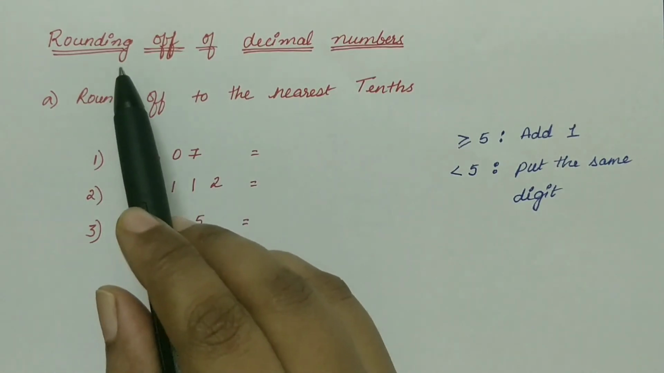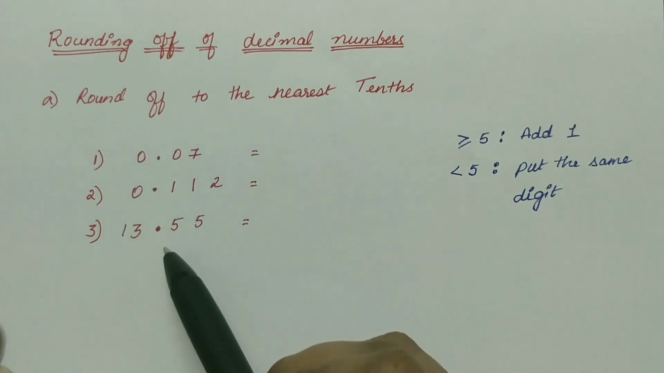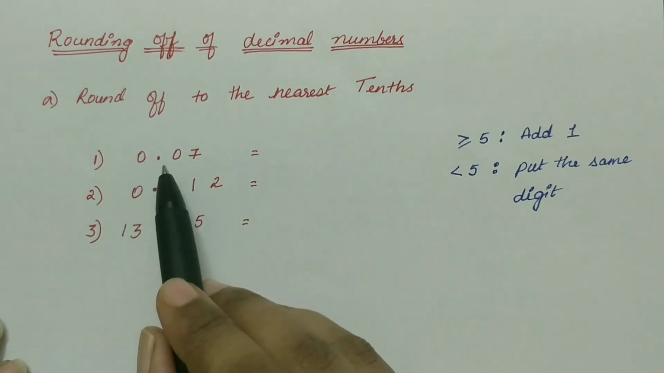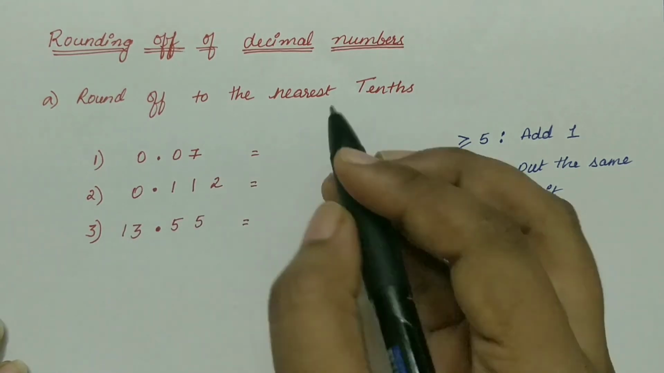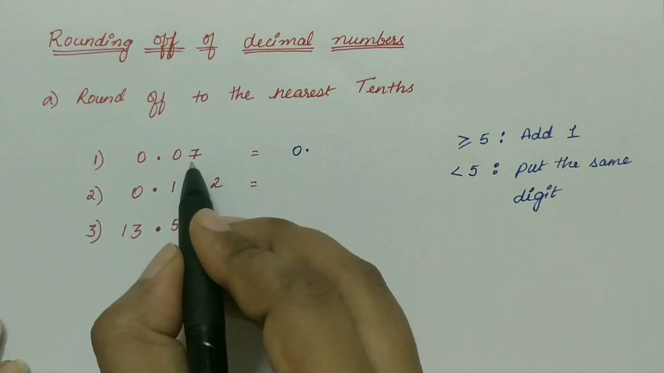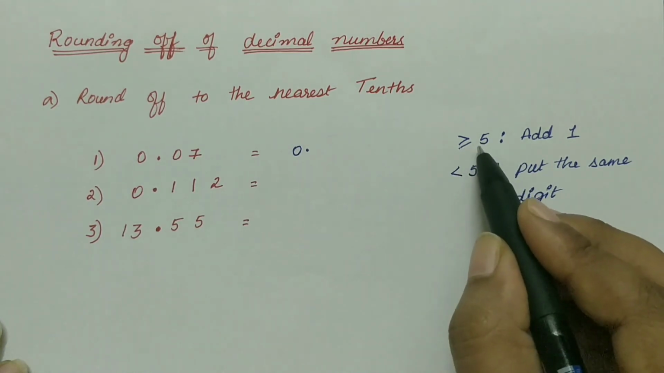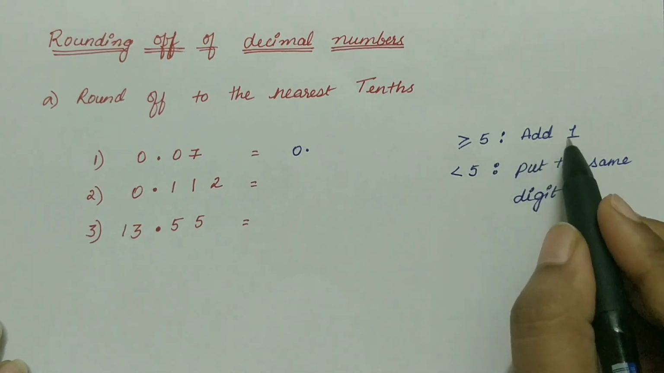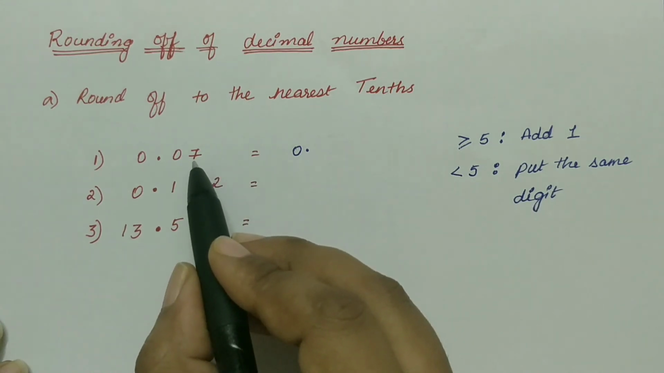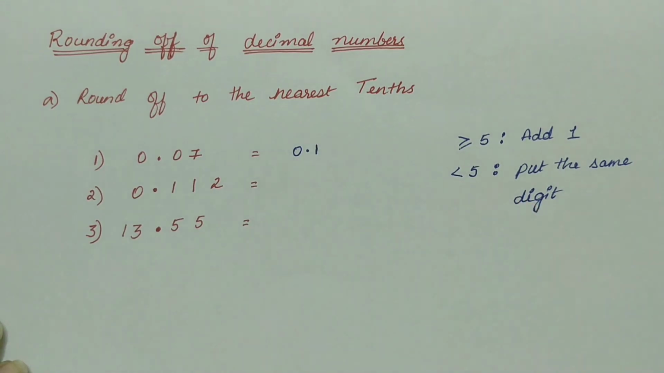Next topic, rounding off of decimal numbers. In that, round off the following decimals to the nearest tenths. First one, 0.07. So 0. Before writing the tenths place, check the next place whether it is greater than or equal to 5 or less than 5. If it is greater than or equal to 5, add 1. If it is less than 5, put the same digit. 7 is greater than 5, so add 1 and write 1, 0.1.